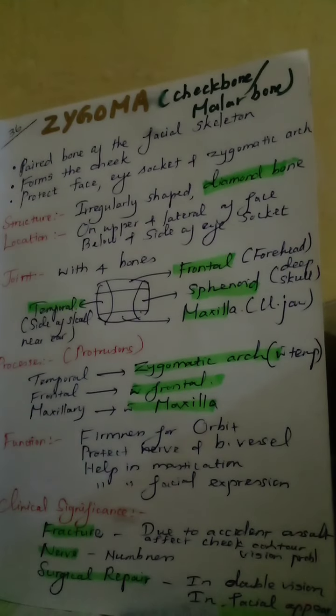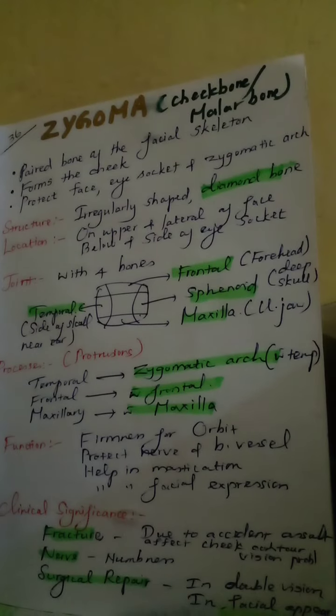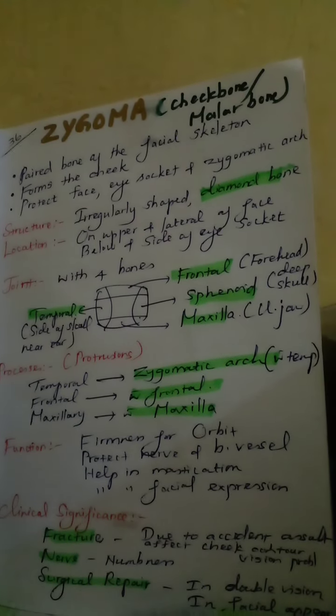So, what is the shape or structure of this bone? It is, of course, irregular in shape, but it's also called a diamond bone. So, probably it looks like a diamond shape, but still irregular.